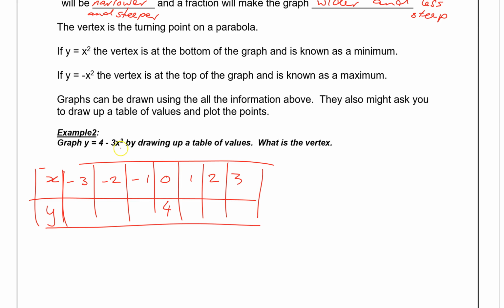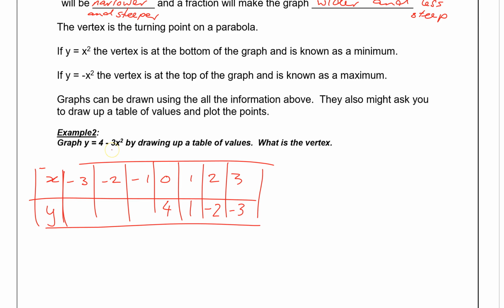If I put 1 in there, 1 squared is 1 times -3 is -3. 4 minus 3 is 1. 2 squared is 4 times -3 is -6. 4 minus 6 is -2. 3 squared is 9. By -3 is -27. 4 minus 27 is -23. Is that right?